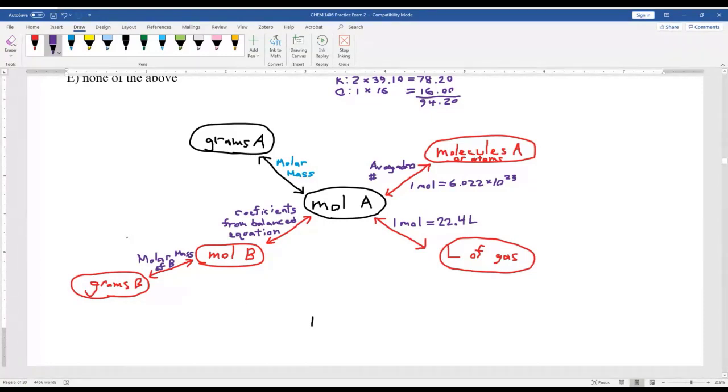So the key thing to keep in mind is that moles is kind of like a central hub. From moles, you can go anywhere. If you have grams, there's really only one thing you can do: convert to moles. If you have moles, you can convert back to grams if you wanted to, but you can also convert to atoms or molecules, or you can convert to liters of a gas, or you could convert to moles of something else with the balanced equation, and then from there you can also convert to grams of B.